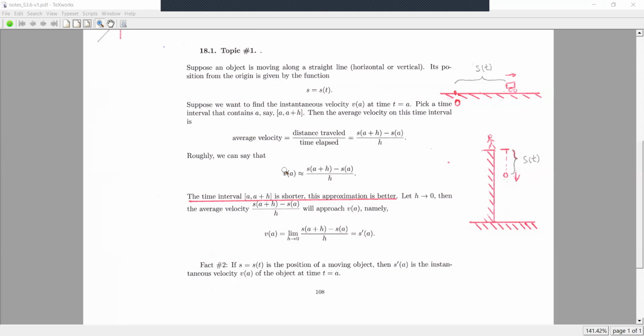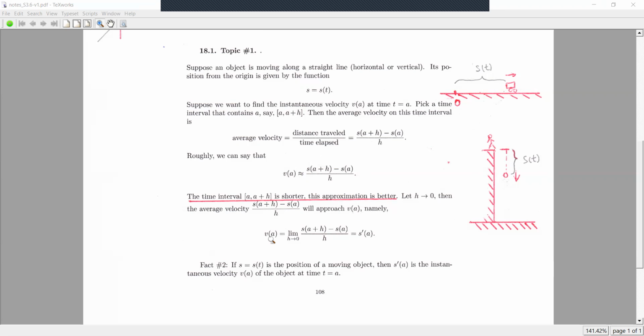Roughly, we can say that the instantaneous velocity of the object at the time a is roughly this number. This approximation is better if the time interval is shorter. That is, if h is smaller, the approximation is better. Now, let h approach 0. Then this quotient will approach some number. That number is the instantaneous velocity at A.